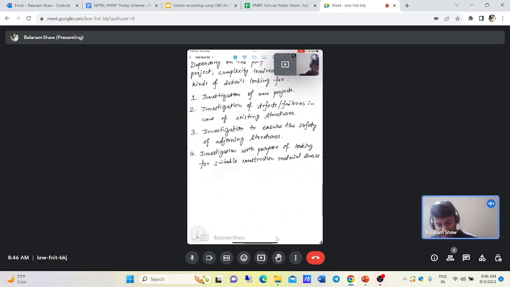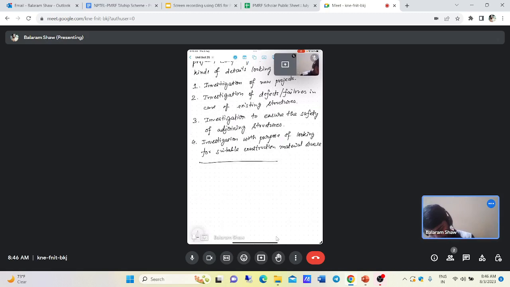Now let us say for the investigation of new projects. See, for investigation of new projects, we'll do some new projects on some plain site, right? So in this case, it is simply the virgin ground. There is nothing there. So this investigation is wider in scope, based on what type of project and what size of project we are going to do.